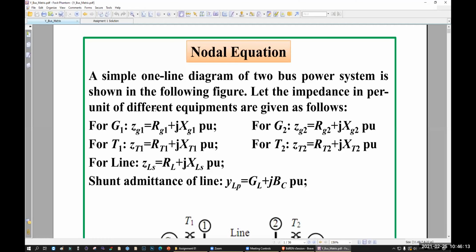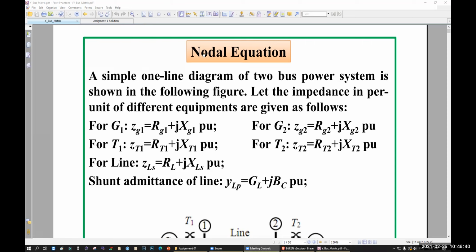Okay, our today's topic will be determining the Y-bus matrix. We will be finding out the Y-bus matrix. What is the Y-bus matrix? Y-bus matrix is equal to the admittance matrix. Y means admittance, right? So Y-bus matrix means admittance matrix.